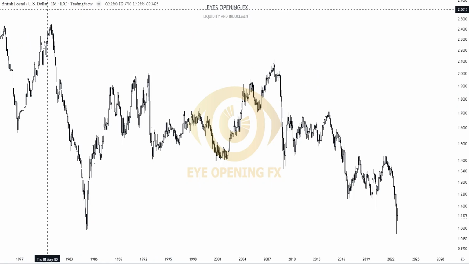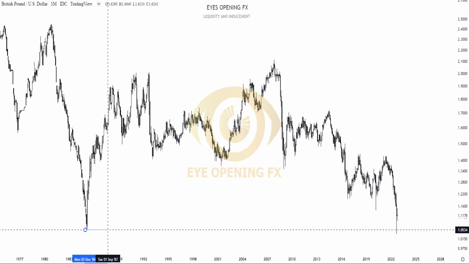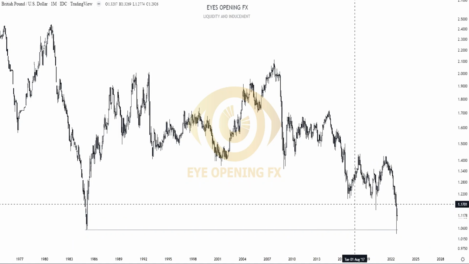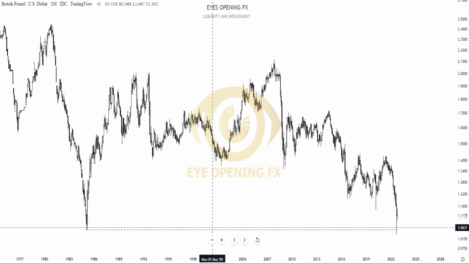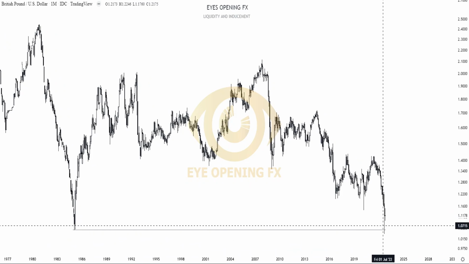British pound against US dollar, we have a break of structure, a monthly low that was taken, an old monthly low. That's wonderful, right? So since we have broken this low, our market has given us a sharp rejection at this area.